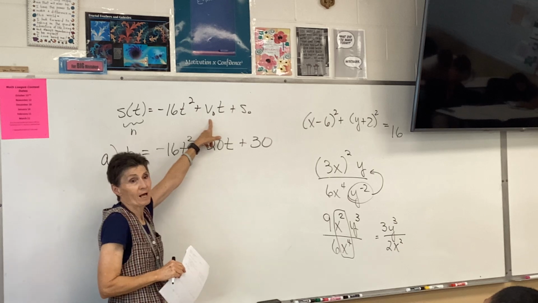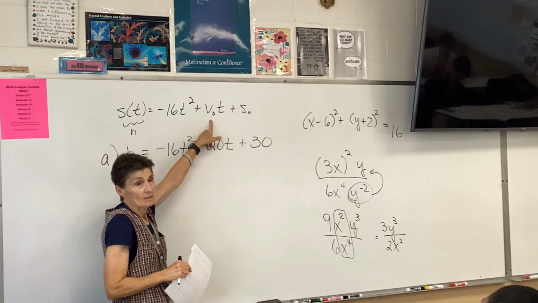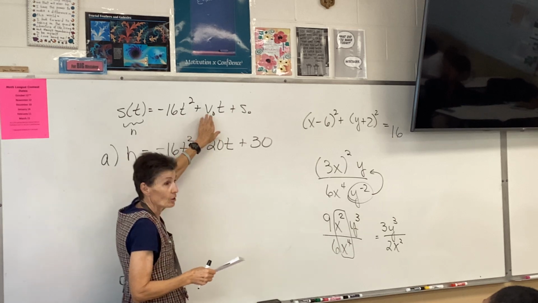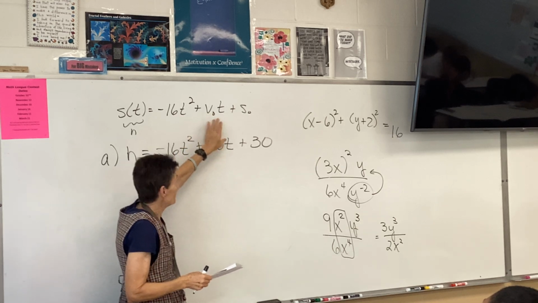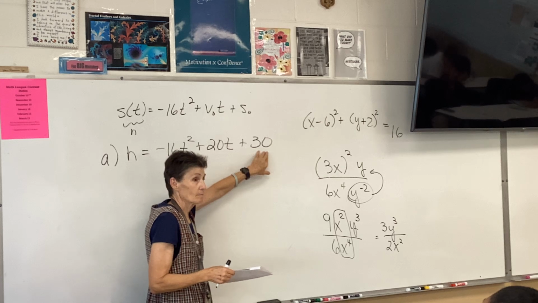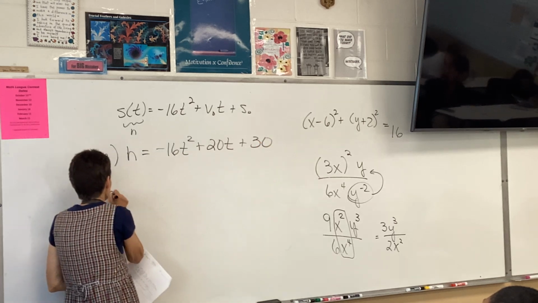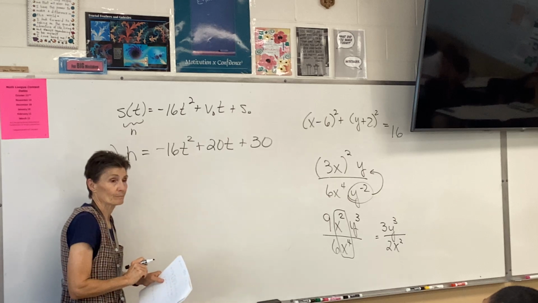Guys, please don't get those 2 numbers mixed up. V stands for velocity. So when they say the velocity is 20, that's going to go here. This is the initial height, where the ball starts. So that's A, that's all there is to it. There's your equation.